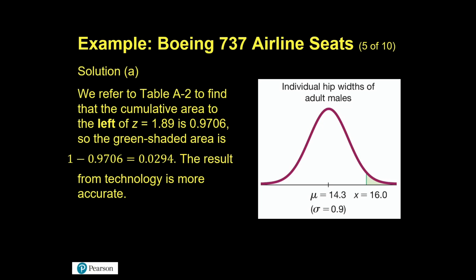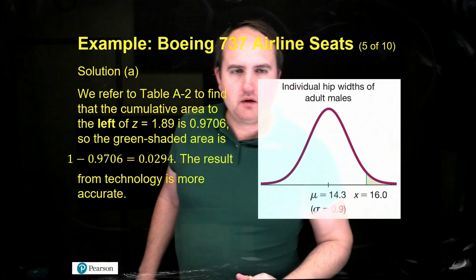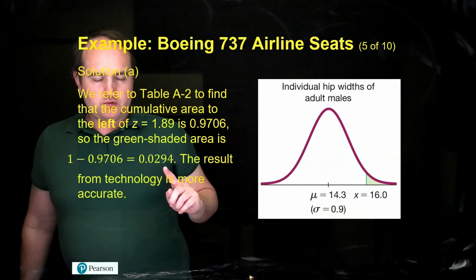So the reason I'm going through this rather quickly is that this is technically all review of what I did in my last video. So I'm not going to go through the whole table A2 process because it's just going to take up too much time on this video. Okay, so anyway, we got 0.0294.